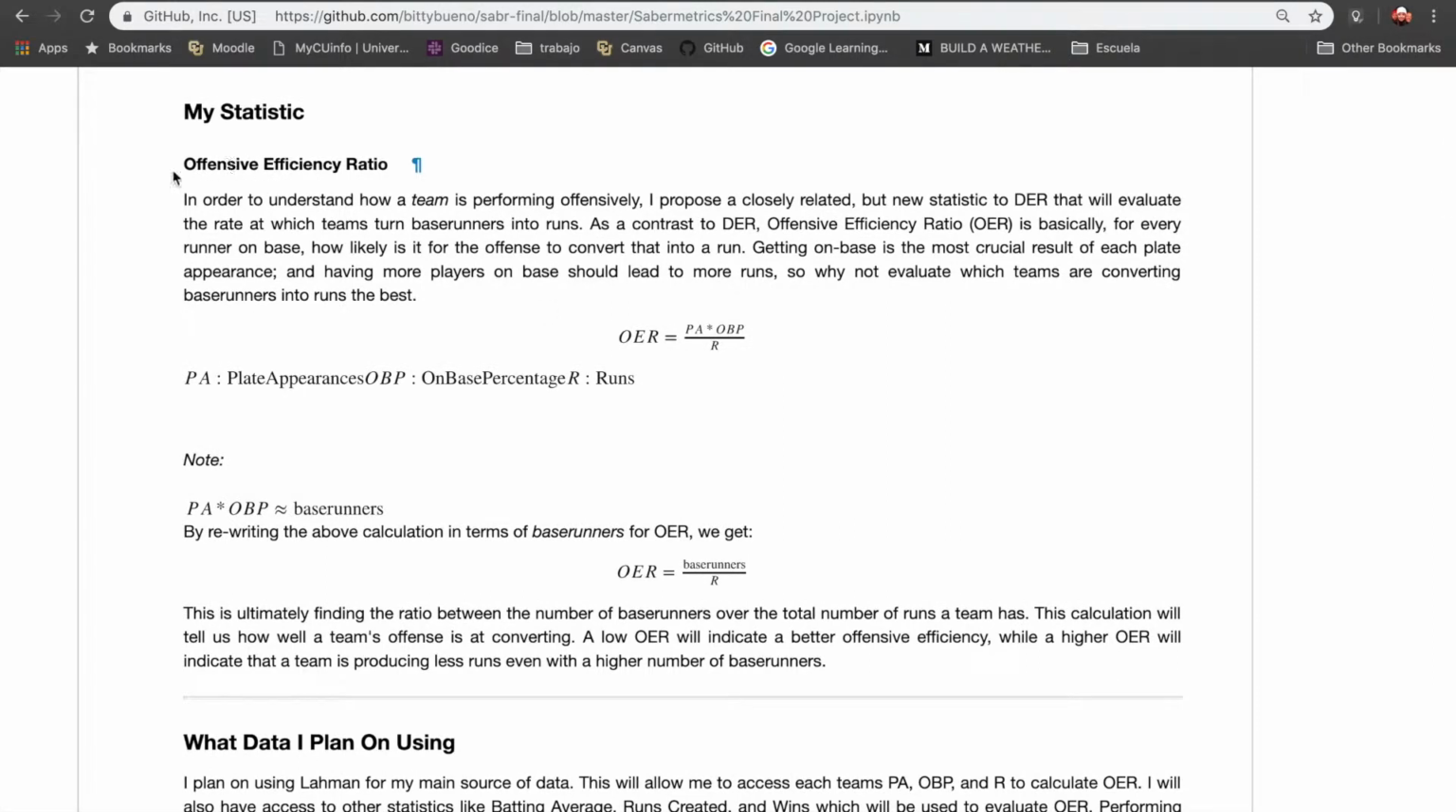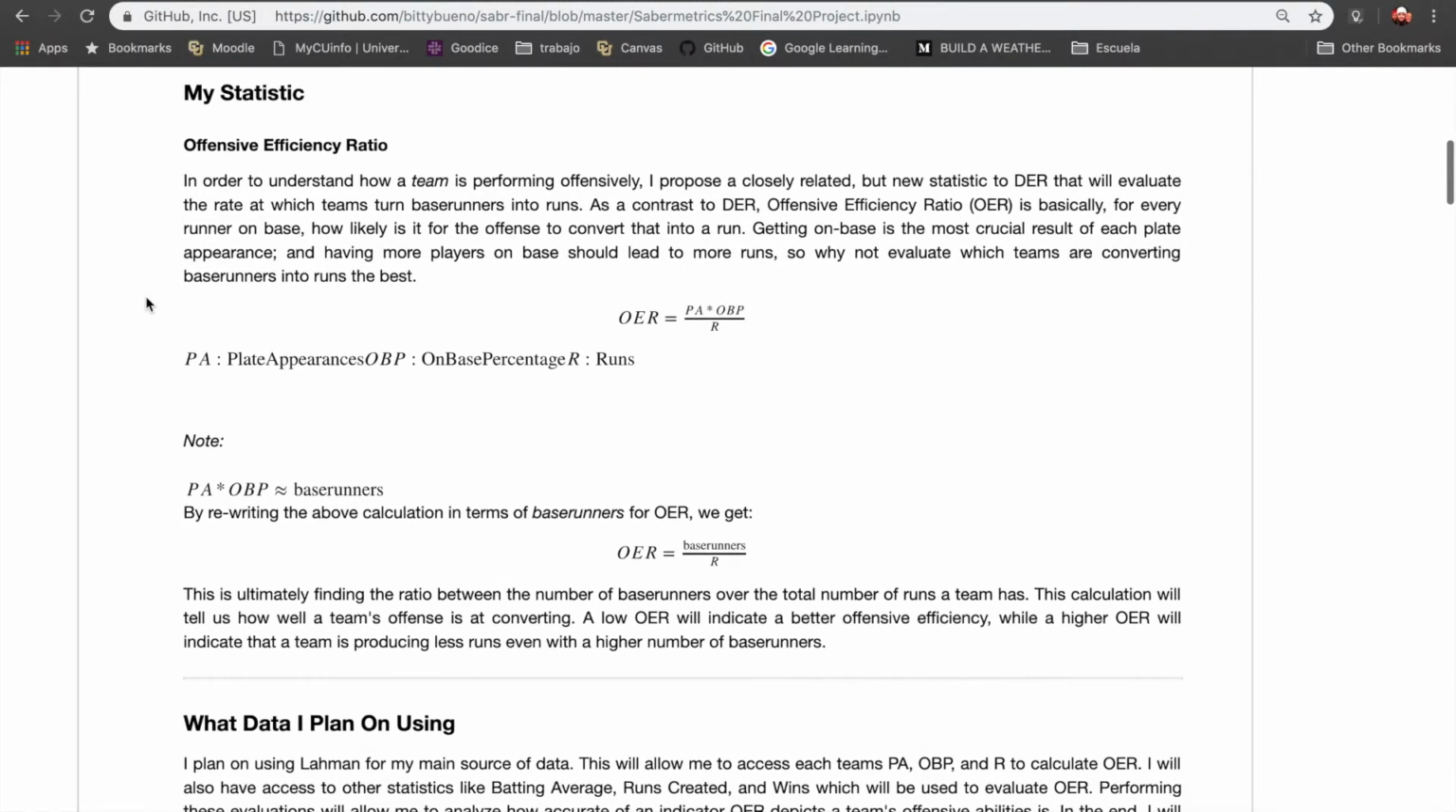And then we come down to the offensive side of this, which is the statistic I propose, OER. OER, again, is calculated by plate appearances times on-base percentage over runs. And this is basically giving us an idea of how likely it is for an offense to convert that base runner into a run.